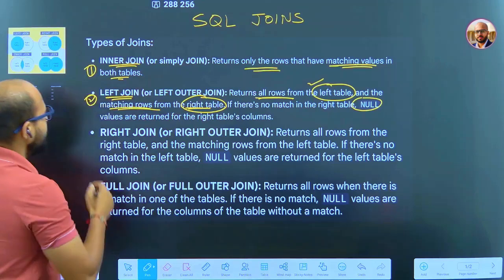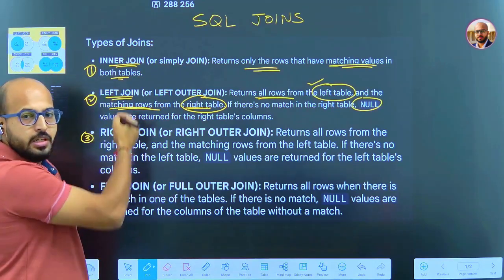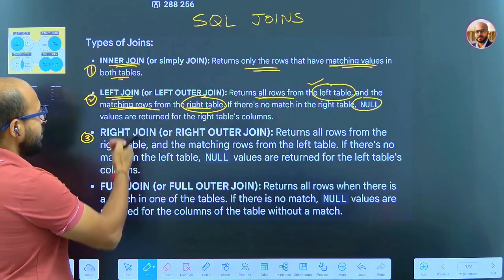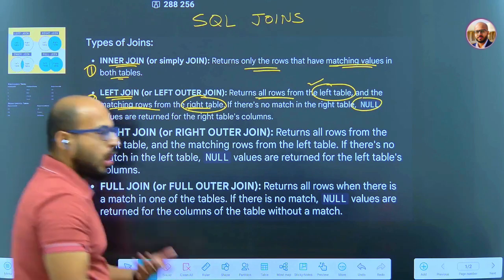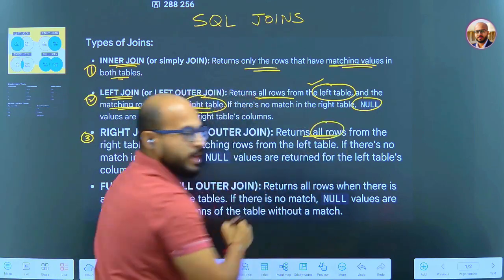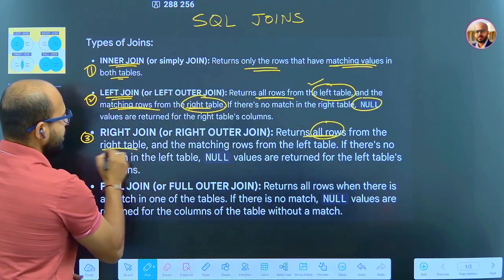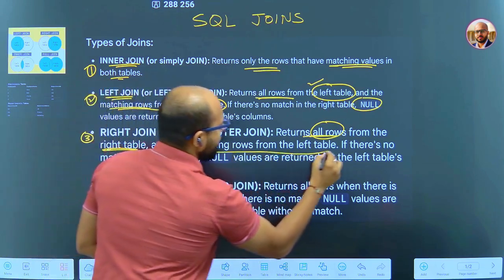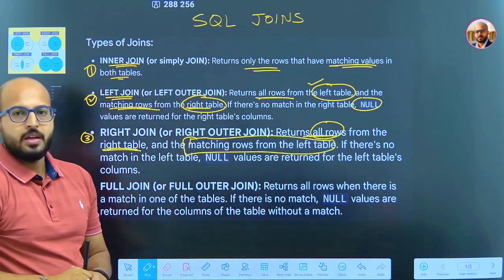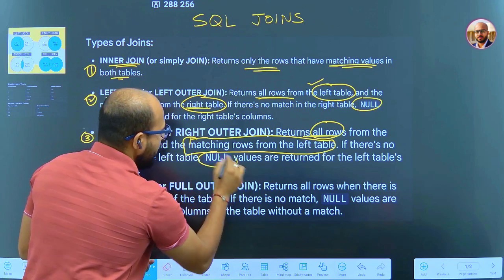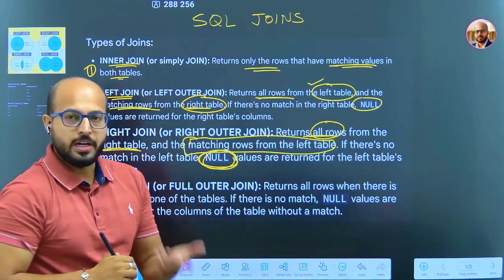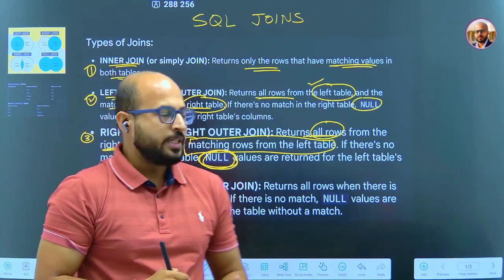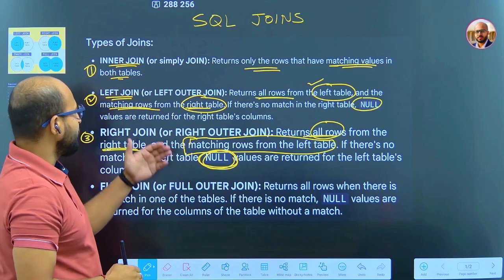Then if you move towards the right join, it's just the reverse of your left join. In the right join, we will get all the rows from the right table and the matching rows from the left table. And the null values will come from the left table where there is no match. That is how you get the output of the right join.